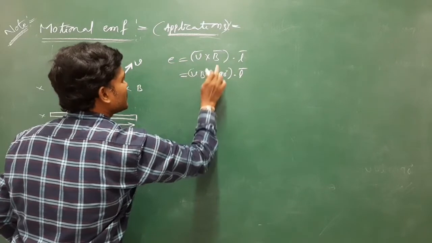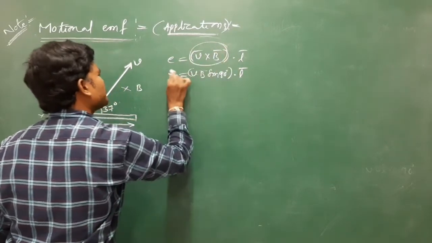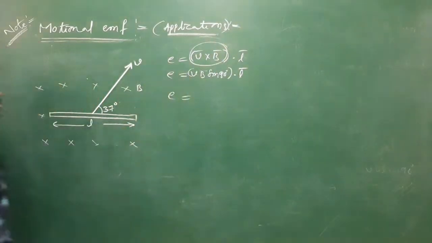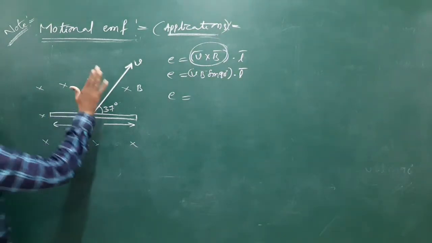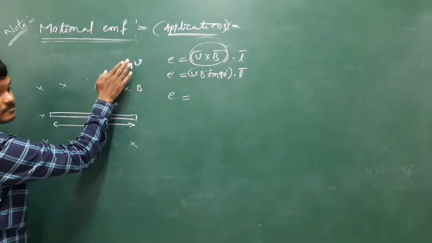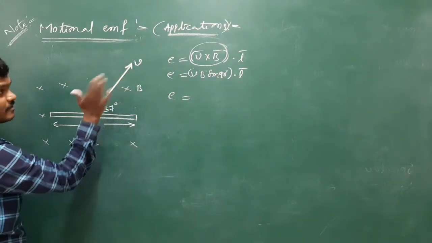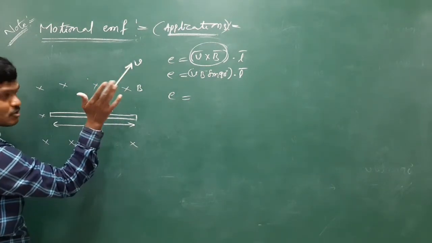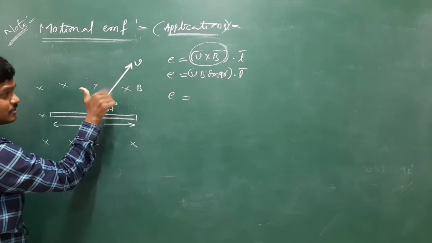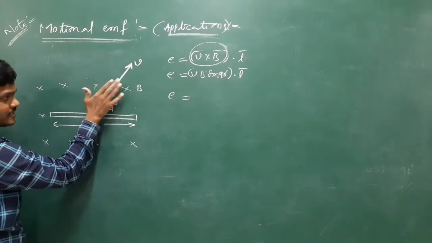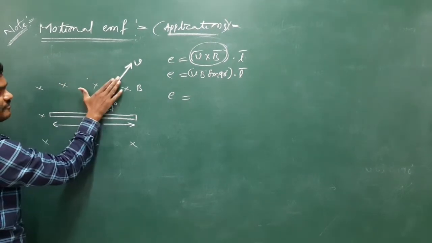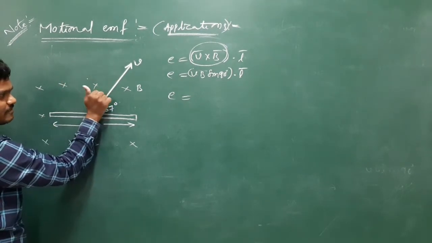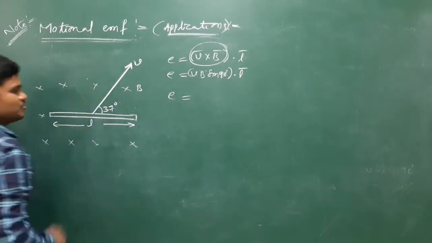But let us identify the direction of this V cross B. See here. V, and inside is B. Okay, V cross B. So V, and inside is B. Close the hand. Now the thumb shows in this direction.